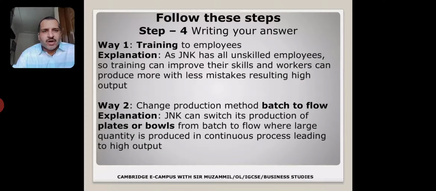Same for the second point, change the production method, batch to flow. Explanation: JNK can switch its production of plates or bowls, this is your application, from batch to flow, where a large quantity is produced in a continuous process, leading to high output. So you see, in these 2 points, knowledge is there, application is there, analysis is there. In this way you will get full marks.